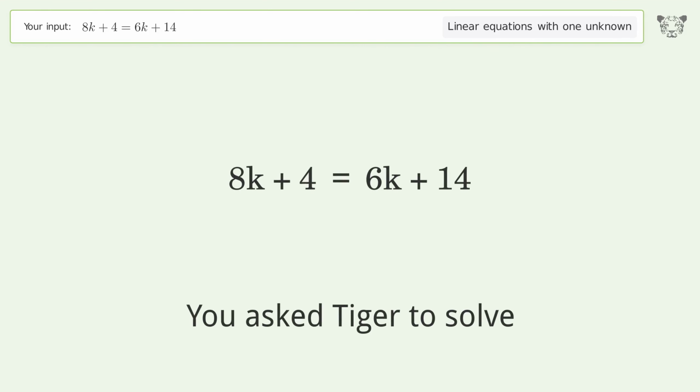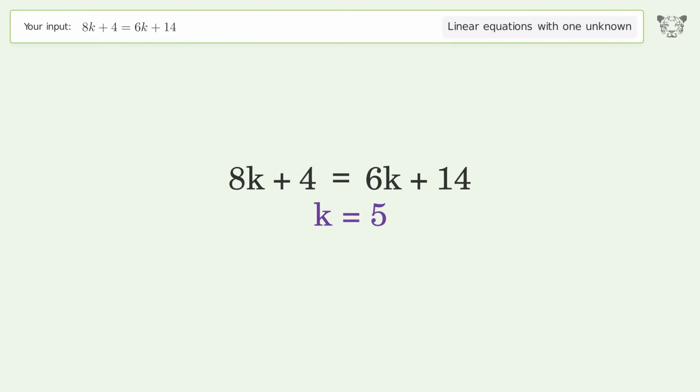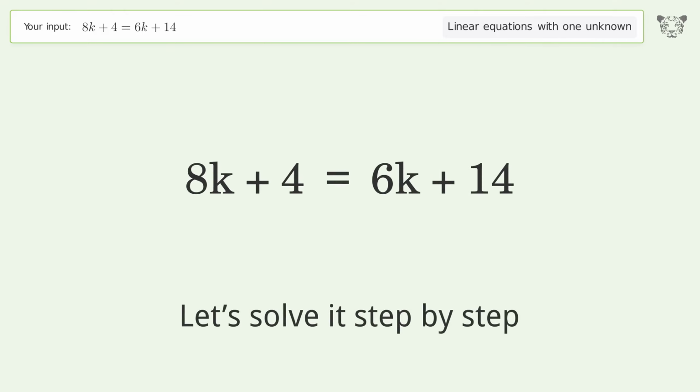You ask Tiger to solve this. This deals with linear equations with one unknown. The final result is k equals 5. Let's solve it step by step.